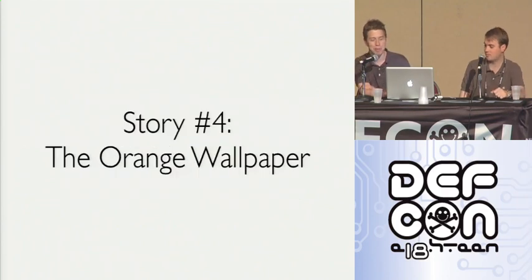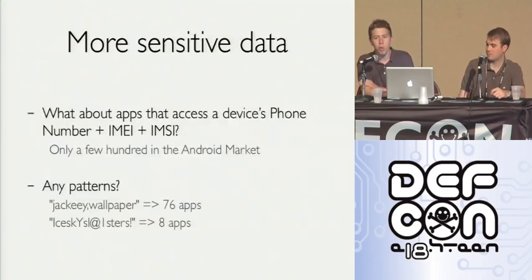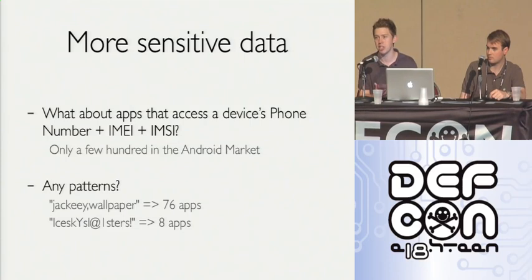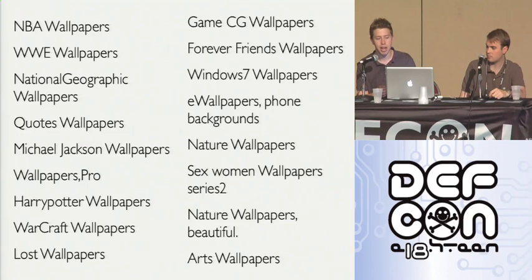Story number 4, the orange wallpaper. So we looked at a whole bunch of permissions, but what about more seemingly innocuous things? Your IMEI, your IMSI, your phone number. There are actually only a few hundred applications in the Android market that gather this sort of data. We originally diced this data and asked, are there any patterns? And we found there were 2 developers that had a near majority of the applications in the market that accessed all these capabilities. So let's dig in. What did we find? These are the applications from these 2 developers.